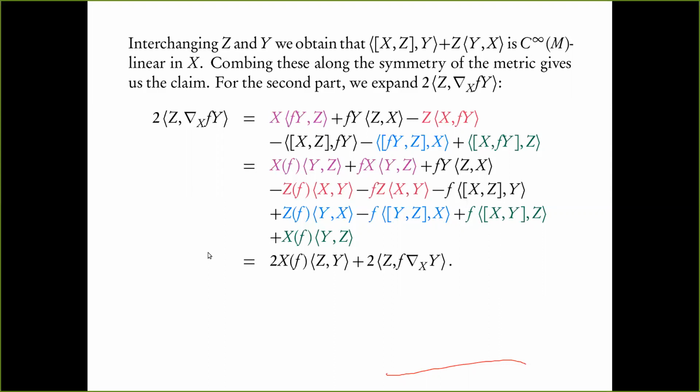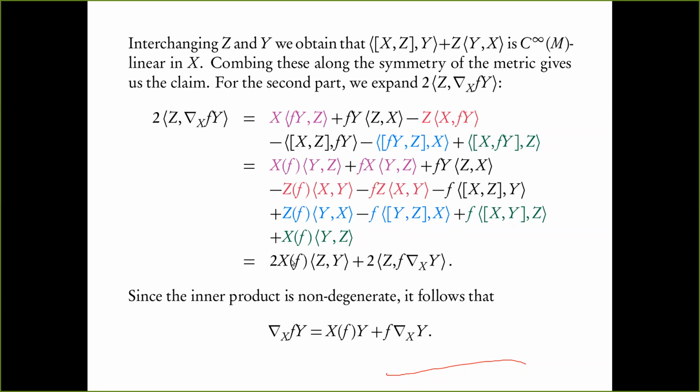So let's now simplify, right? The green term and the purple term, they combine to give you 2x f yz. What about the other terms? Well, these two cancel. So whatever you're left with are these 6 terms, right? 1, 2, 3, 4, 5, 6. But these 6 terms are precisely this. The f comes out in all of these 6 terms. If you pull out the f, what you're left with is precisely 2 inner product z with nabla xy. That's again by the Koszul formula.